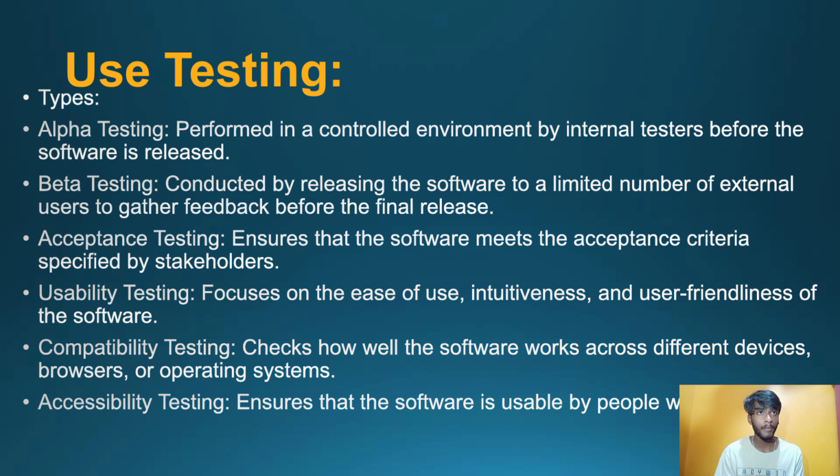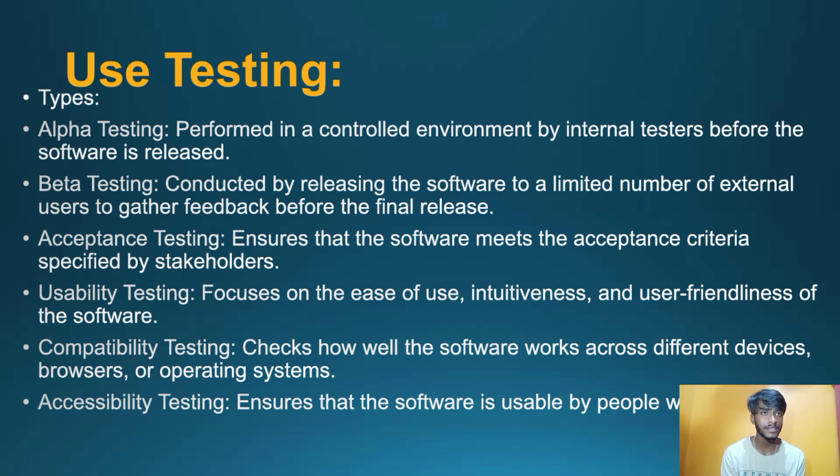Alpha testing is performed in a controlled environment by internal testers before the software is released. Beta testing is conducted by releasing the software to a limited number of external users to gather feedback before the final release. Acceptance testing ensures that the software meets the acceptance criteria specified by the stakeholders. Usability testing focuses on the ease of use, intuitiveness, and user friendliness of the software.